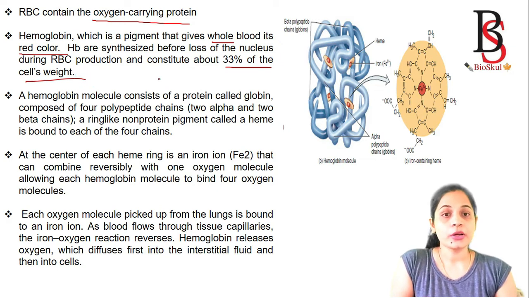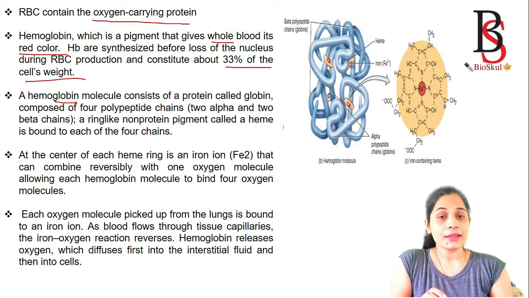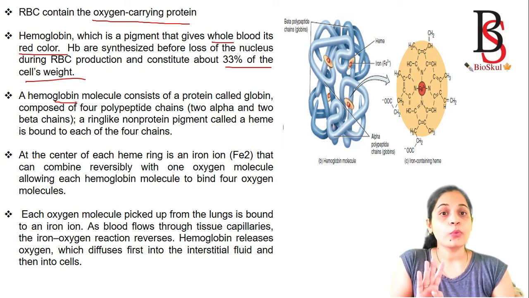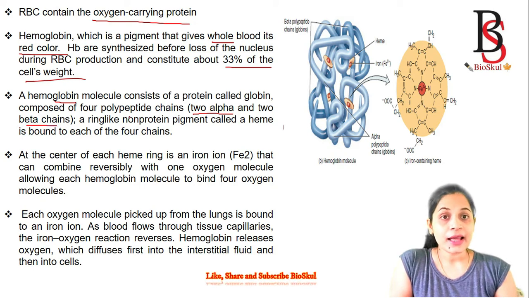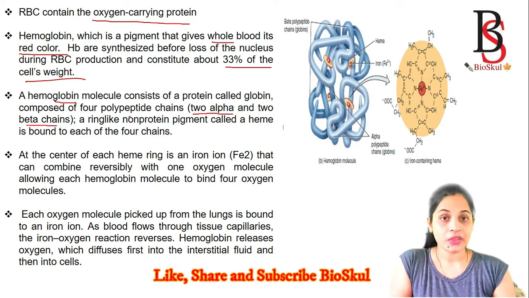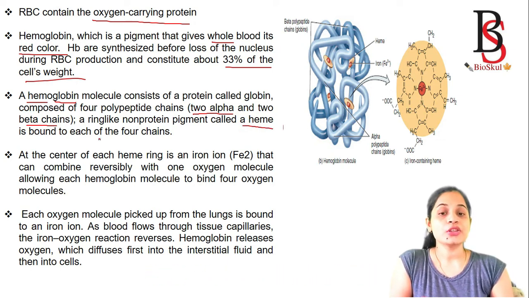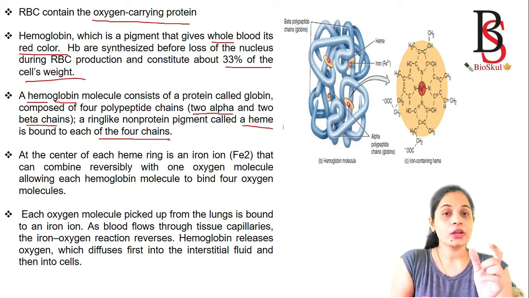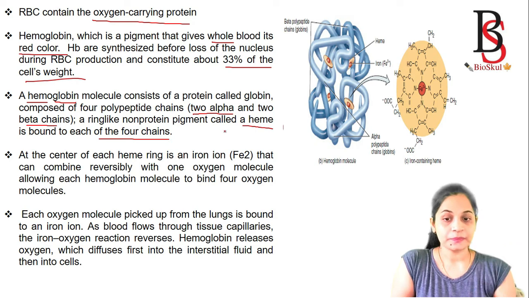A hemoglobin molecule consists of a protein, the globin. The globin protein is composed of 4 polypeptide chains, of which 2 are alpha chains and 2 are beta chains. A ring-like non-protein pigment called the heme is bound to each of the 4 chains. So hemoglobin is composed of a non-protein part, the heme, and a protein part, the globin.